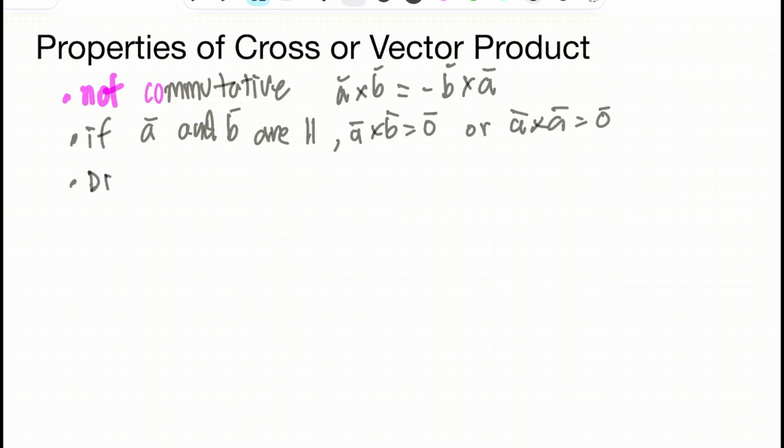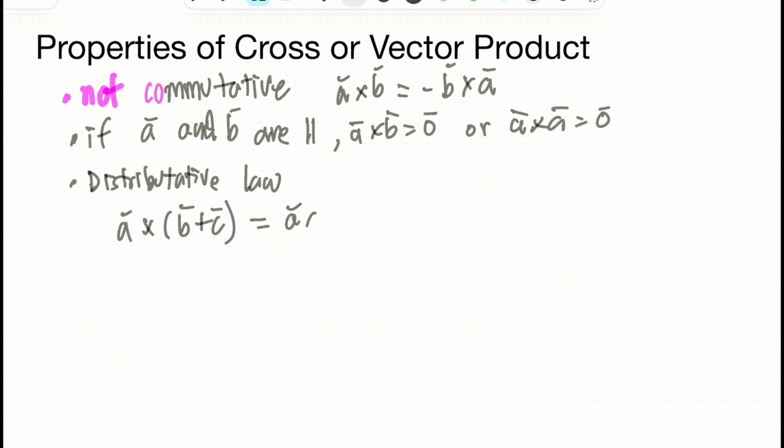Now the distributive law does hold. So what this is, if we've got A cross the sum of B plus C vectors, that is equal to A cross B plus A cross C. So it is distributive.